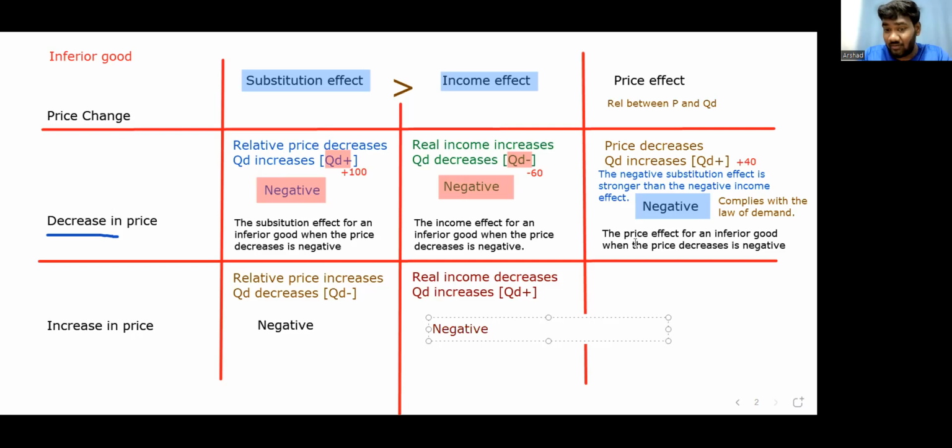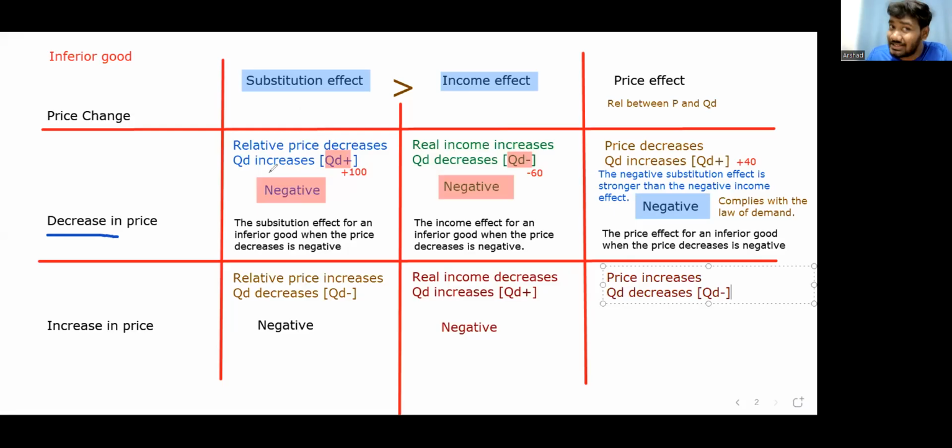Now, overall, what would happen, guys? If the price decreases, for an inferior good, QD will increase or decrease? Not if the price increases. If the price increases, QD will decrease. QD decreases. Why? Remember the reason, this substitution effect is more powerful again, right?